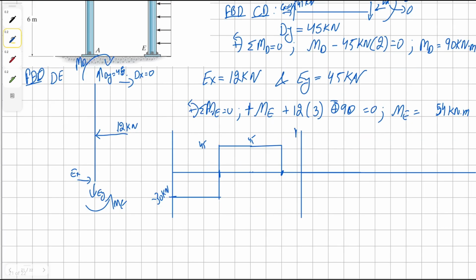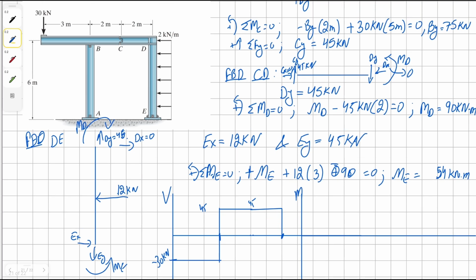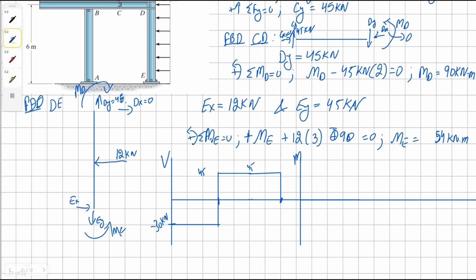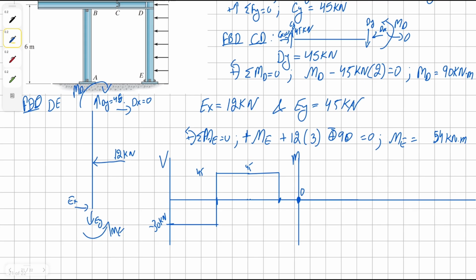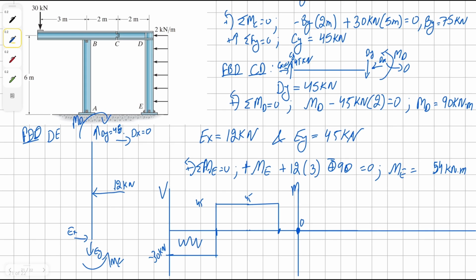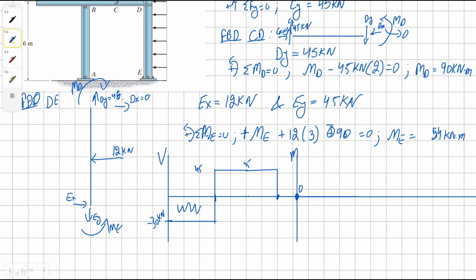Now we can draw our moment diagram. So our moment initially will start from 0, and then we have this area on the shear which is negative, so that means we're going to go downwards, and it's 30 times 3, which is 90. So we're going to go down for 3 meters till we reach negative 90, and this will be our first order curve.